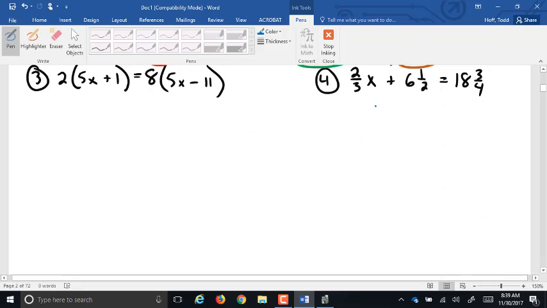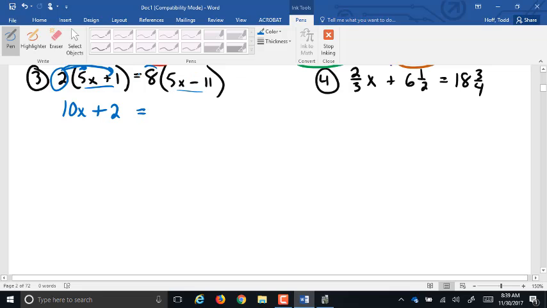Number 3. We see more than one parenthesis, so we're going to go left to right. On the left side, nothing to do in there, so we're going to multiply by the 2. 2 times 5x is 10x, and 2 times 1, positive 2. Nothing more to do on the left side, so now we're going to go to the right side.